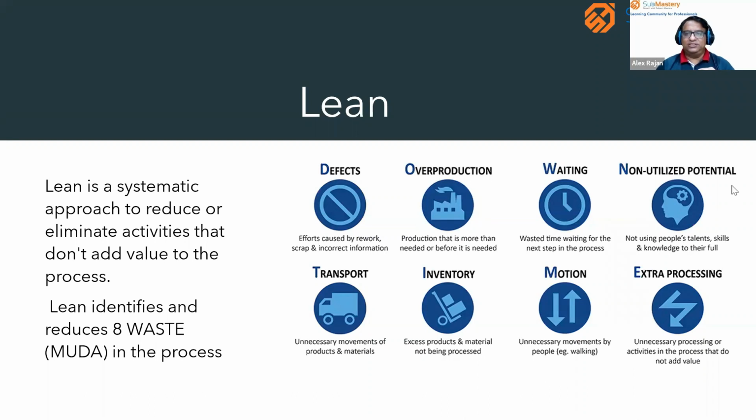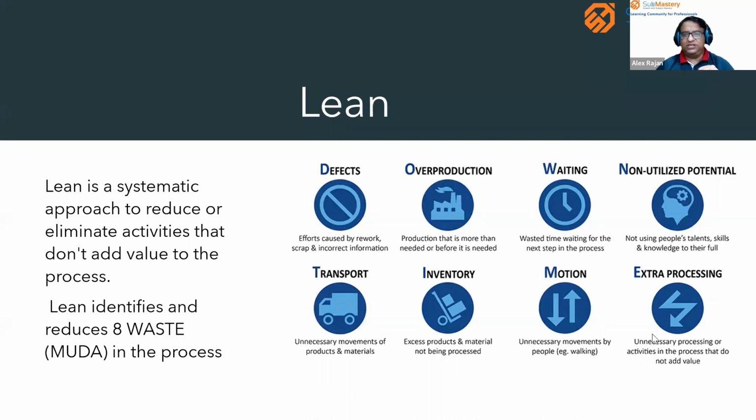Non-utilized potential is when we are not utilizing a person's talent, skill or knowledge to their full potential. We say a wrong person in the wrong place, or underutilization of people, is non-utilized potential. Transport is unnecessary movement of product or materials, called transportation waste. Inventory waste is excess products or materials not being processed, more than what is required when we are storing it. Unnecessary movement of people, or even machines, is called motion waste.